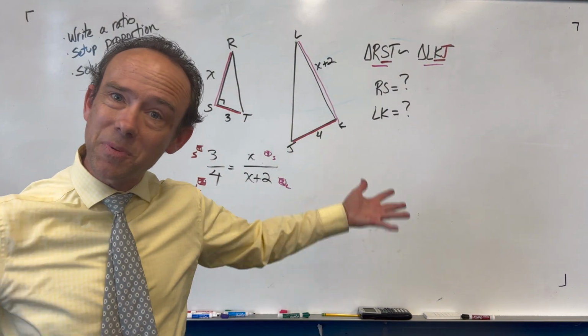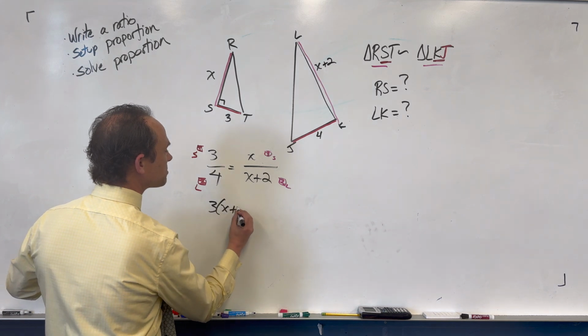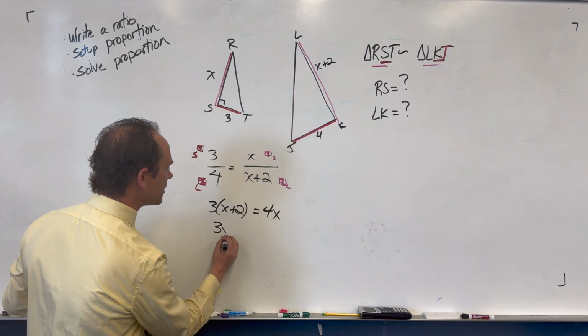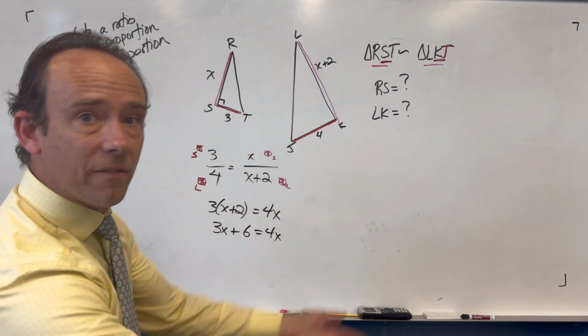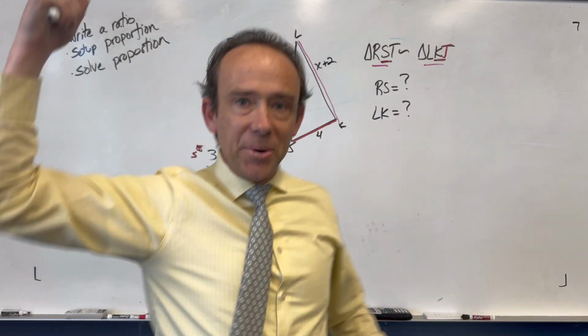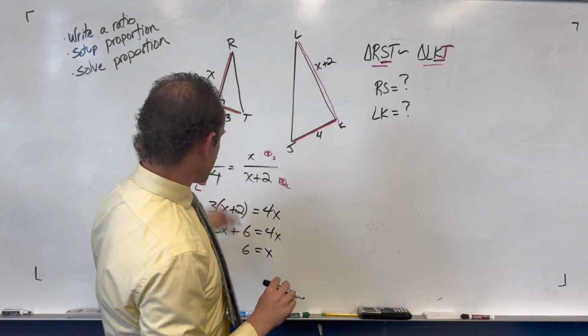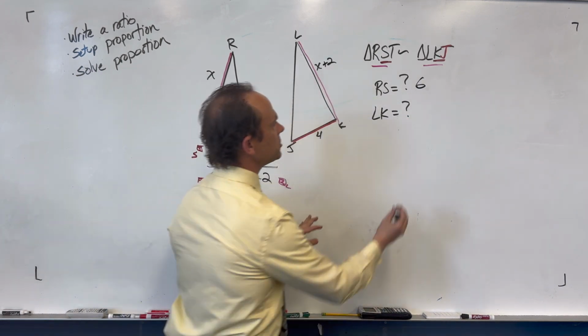Okay, so we set up a proportion. Let's just cross multiply and go home. 3 times x plus 2 is equal to 4x. Distributive property. Move all our variables to one side. Boom! I'm glad I did a third example. So RS is exactly x, so x is 6. LK is x plus 2, so it's 8.